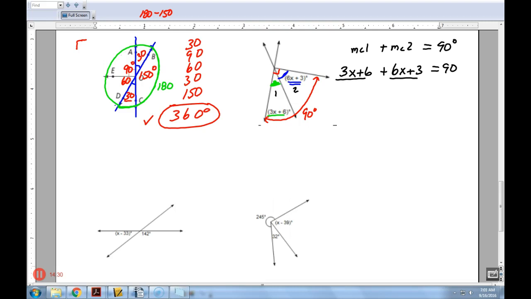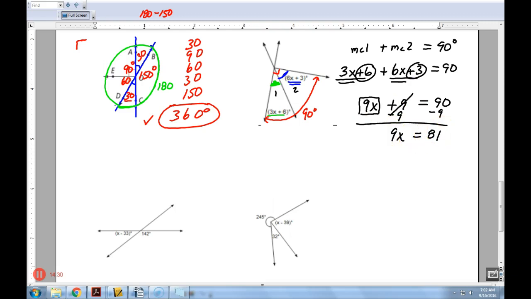We got to combine some like terms. So on the left hand side of the equation, I can combine the 3x and the 6x to get 9x. I can combine the plus 6 and the plus 3 to get a plus 9. And now I'm down to a two-step equation. Remember, always isolate the x term first. So leave this term alone. Don't divide by 9 yet. Leave that alone. Minus 9 from both sides. I get 9x equals 81.